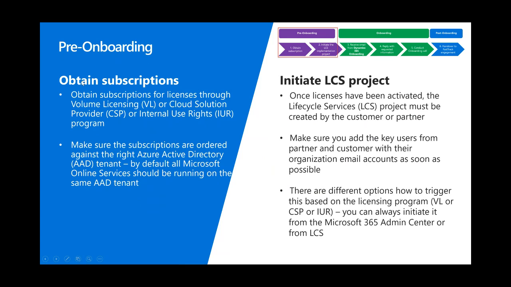Customers and partners obtain subscriptions either through a volume licensing program, for example, an enterprise agreement, or they sign up with a cloud solution provider, CSP. Partners can also obtain subscriptions through what we call internal use rights, the IUR program. Each of these programs has slightly different lead times that you need to be aware of and slightly different mechanisms to complete the purchasing and the license activation process.